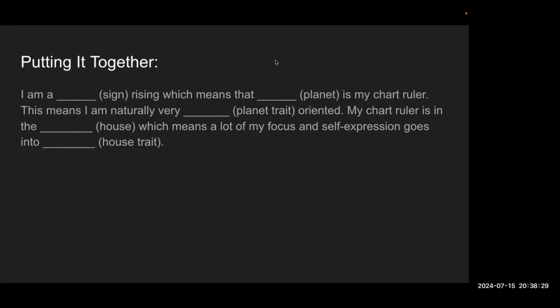Okay. Whew. Tell me if this is right, okay? I'm a Virgo rising, which means that Mercury is my chart ruler. This means I'm naturally very detail oriented. My chart ruler is in the fourth house, which means a lot of my focus and self-expression goes into home, family, and emotional foundation.